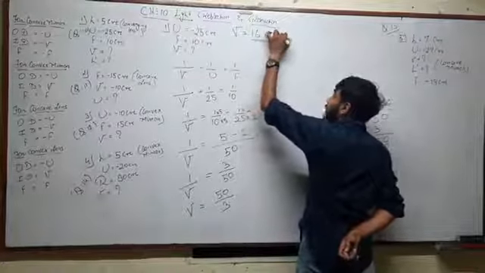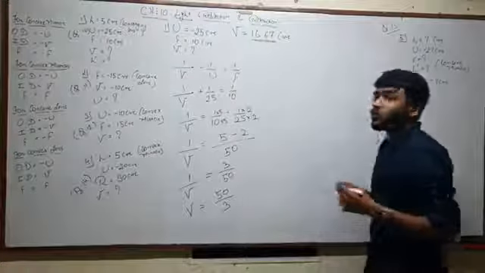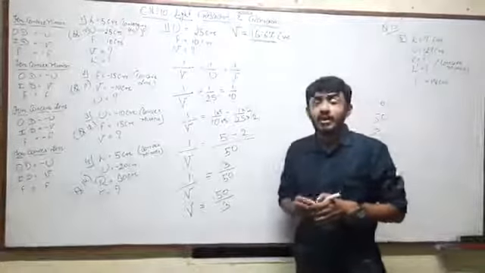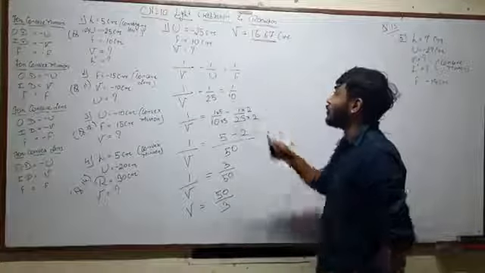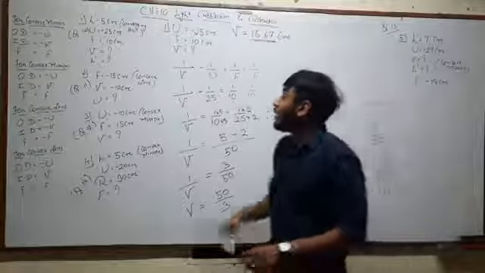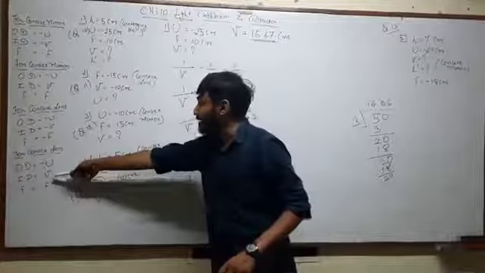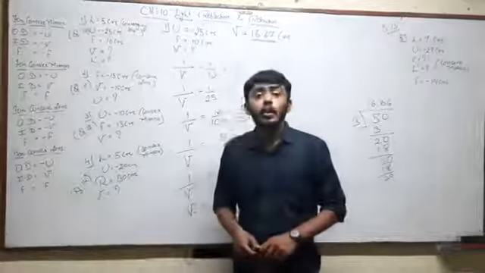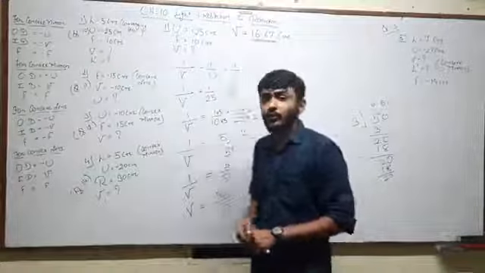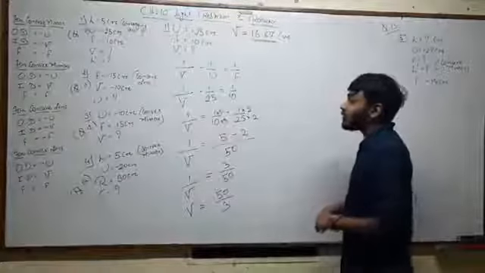See students, you can see over here that the image distance I got is positive. According to the converging lens, that is the convex lens, image distance should be positive, and it is positive. Now next, what we need to find?